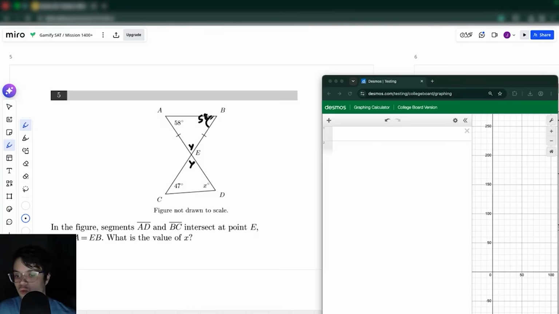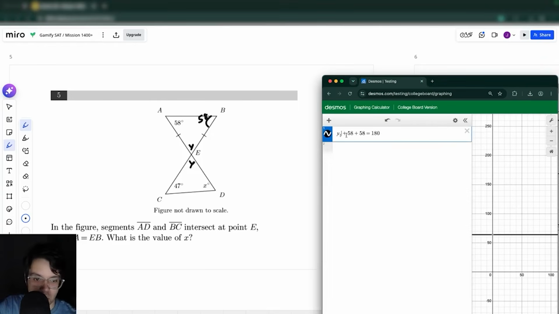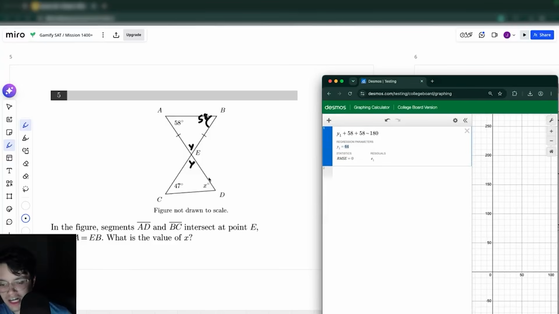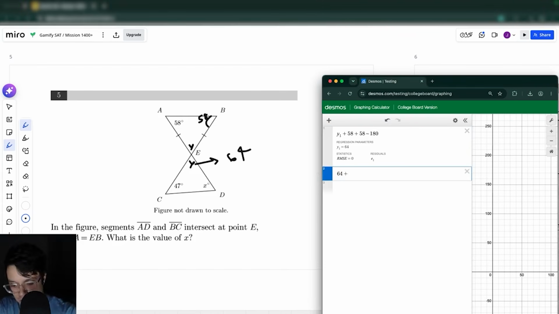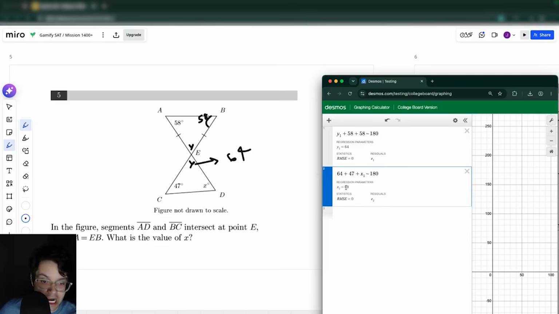With this information, we have more than enough to solve the problem, because we can just say here y plus 58 is equal to 180 for this thing over here. Just put y1 there instead, and we get 64 would be equal to y. But that's not what they're asking for. They're asking for x. So we know that this would be 64, and we can then write 64 plus 47 plus, I'll say x1 regardless, equals 180. Therefore, x would be 69.